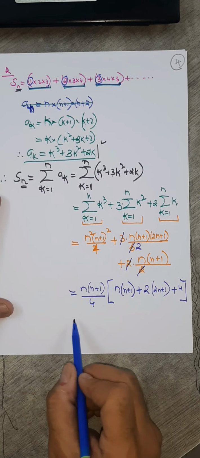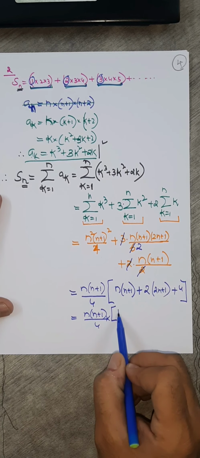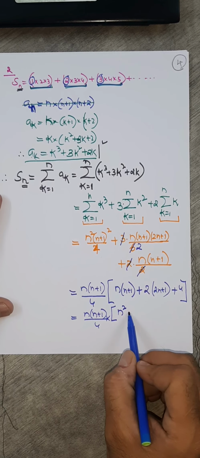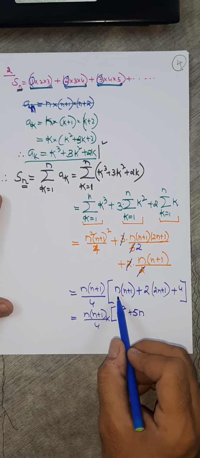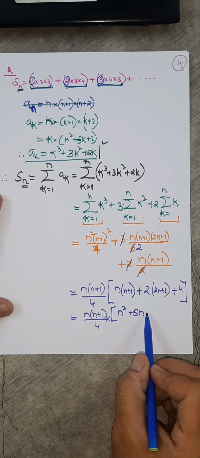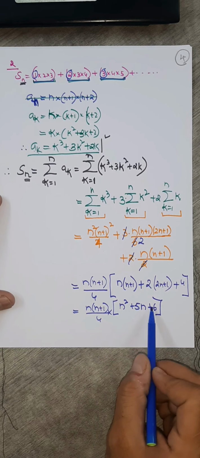This is just simple algebra. N into n plus 1 by 4. What is this? N square. So I'll write n square plus n plus 4n. So how much? 5n. Okay, and this is 2 plus 4. How much? 6. You can keep this much.